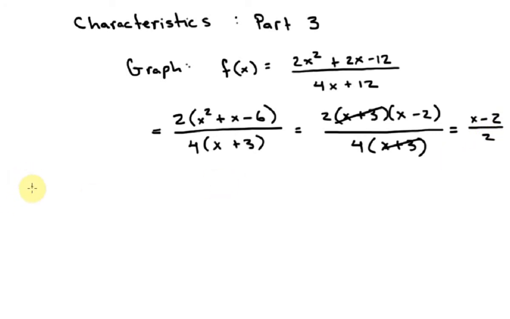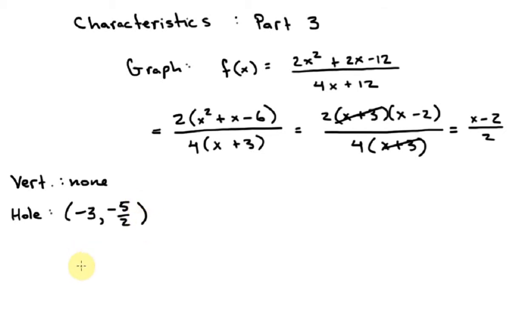So let's start listing all the different characteristics. Vertical asymptotes, there are none. And that's because this one possible place canceled away, which means we have a hole. And that hole is when x is negative 3. You just got to figure out the corresponding y-coordinate. So we'll go to the end. Plug negative 3 in. Negative 3 minus 2 is negative 5 halves. All right.